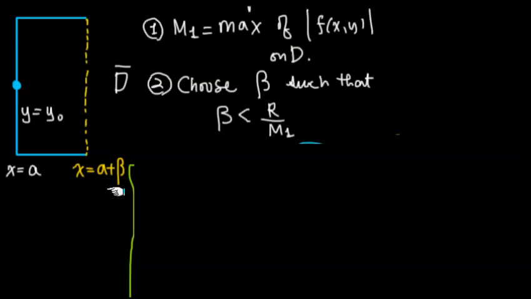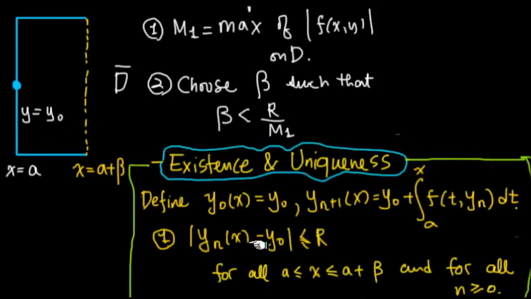Again, the rationale was that if this is already too big, around that point where we start, then it might escape quickly. So we have to make the width of this box small enough so that the function does not escape this upper and lower bound, which is r units above and r units below the central point y0. And this was the statement.